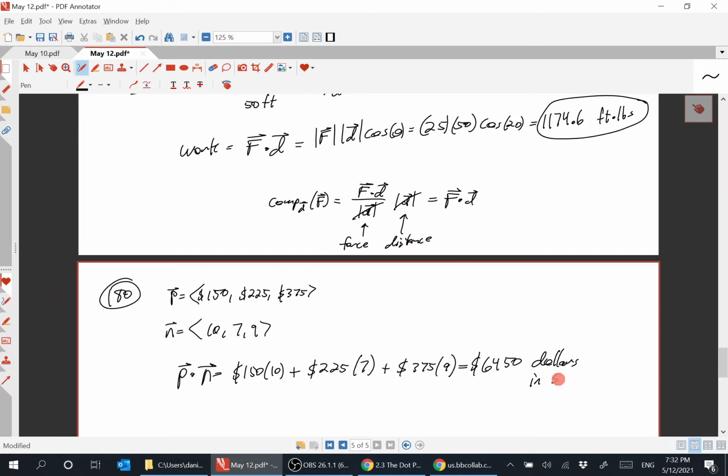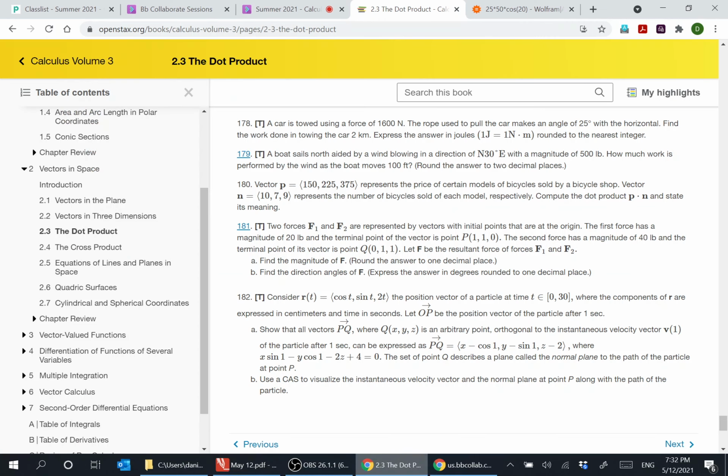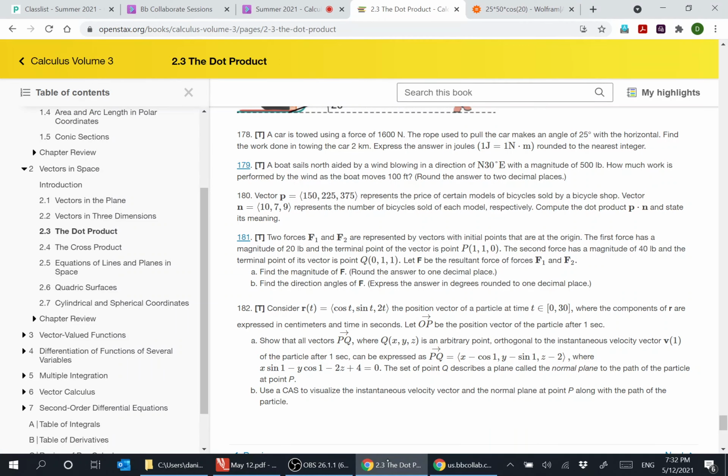Revenue? Yeah, revenue, sales, or whatever, right? Not sure exactly why that's an interesting example, but anyway, there it is.